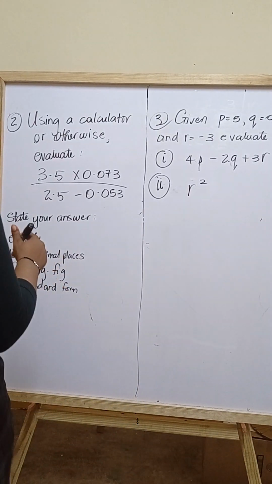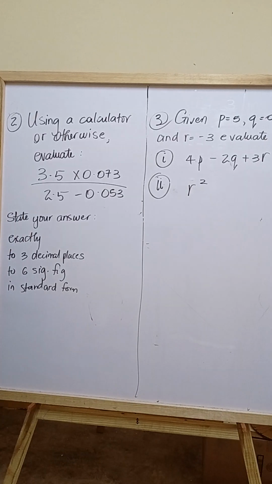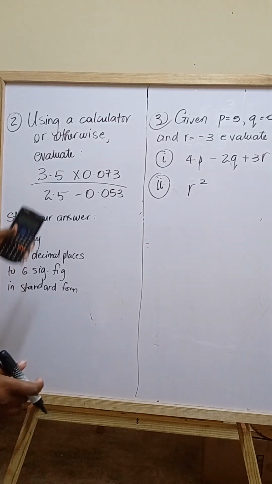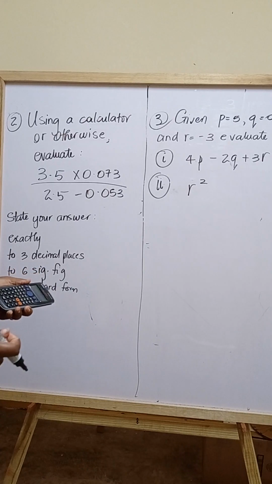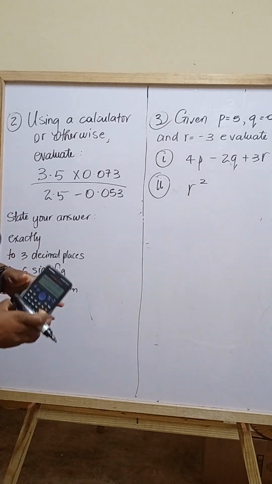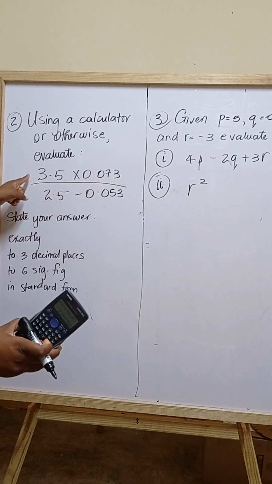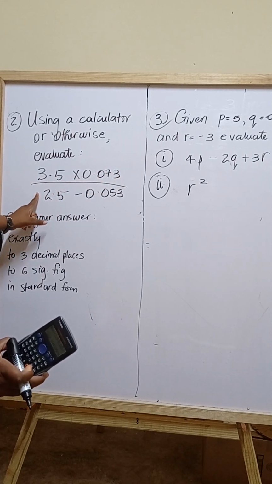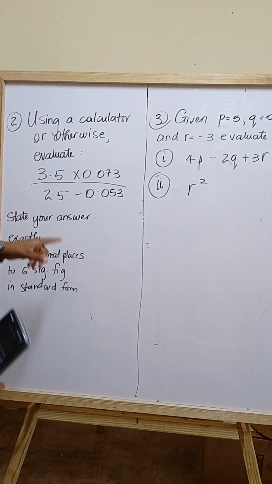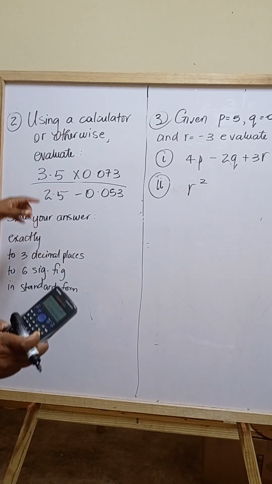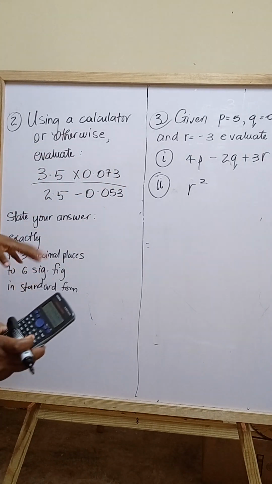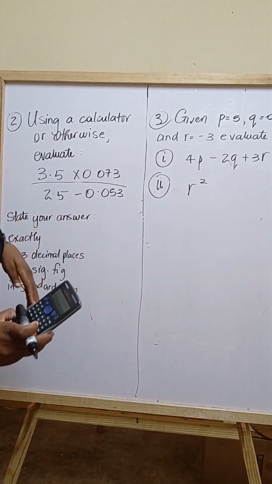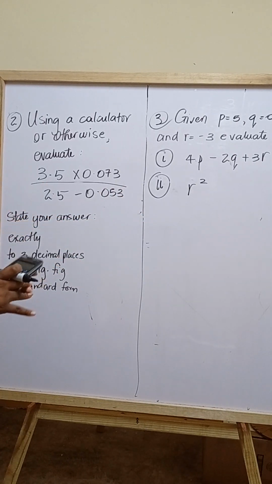Alright, now we are doing numbers 2 and 3. Now it says using a calculator or otherwise evaluate. So find the value of this. Many persons will do this question and still get it incorrect, because you have to use your brackets. The answer that you get for the numerator is what you should divide by the answer you get for the denominator. So you have to use your brackets on the calculator. You put the numerator in brackets and then press the division sign and put the denominator in brackets. Then you press the equal sign.